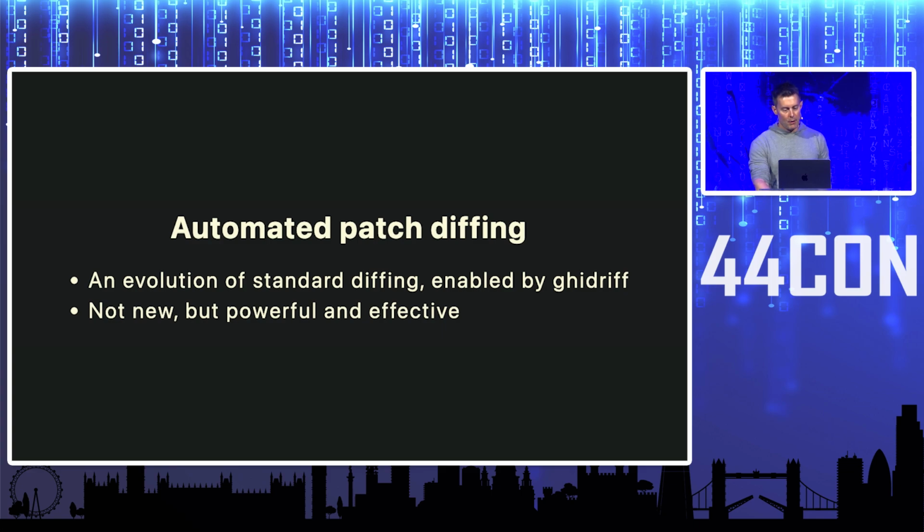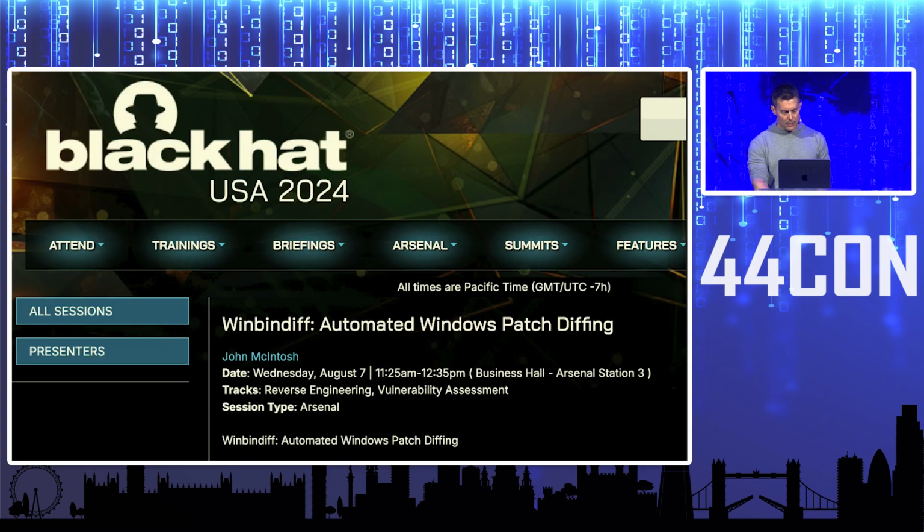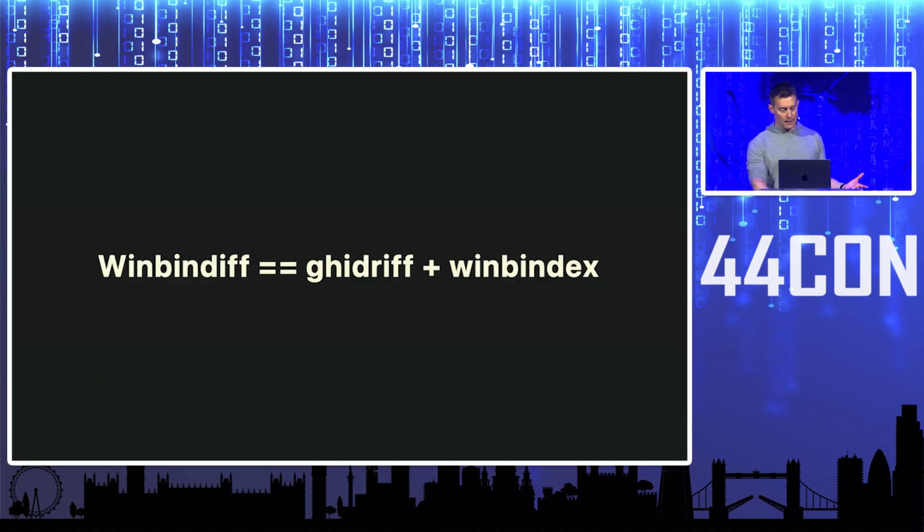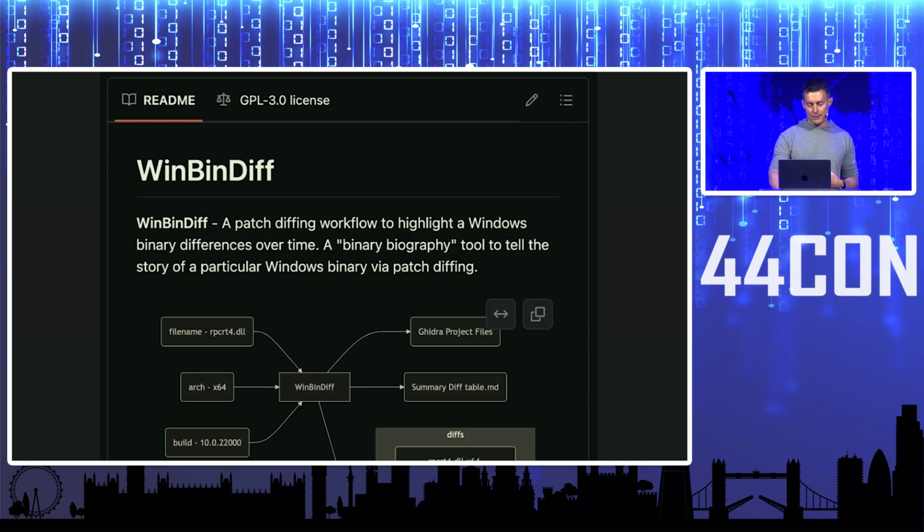So how do we do automated patch diffing? Well, I released something called WinBinDiff, and essentially WinBinDiff is just an evolution of Ghidrift itself. WinBinDiff is Ghidrift and WinBinDex together, and it allows you to go and build something I call a binography. And so WinBinDiff will take a file name, an architecture, and a build, and show you the lifetime story of a single binary over time. So it gives you all the patch diffs from when it was born until its current state.